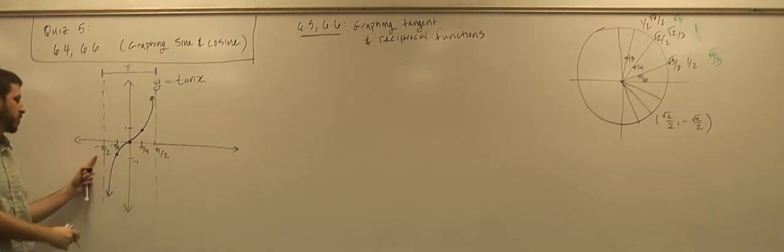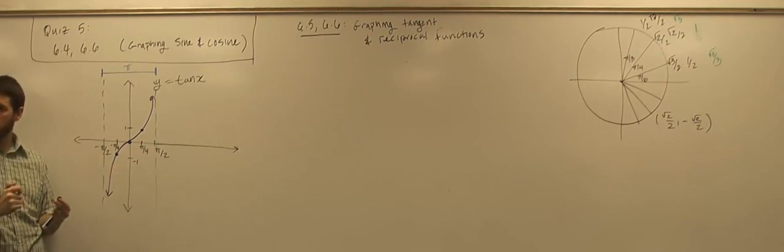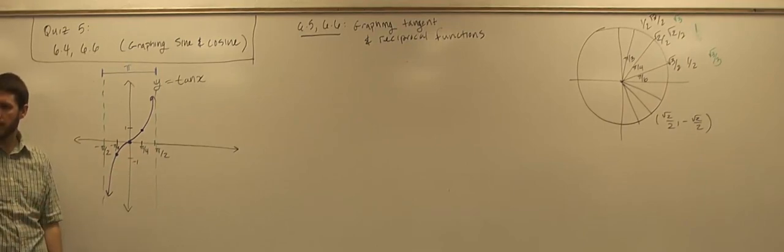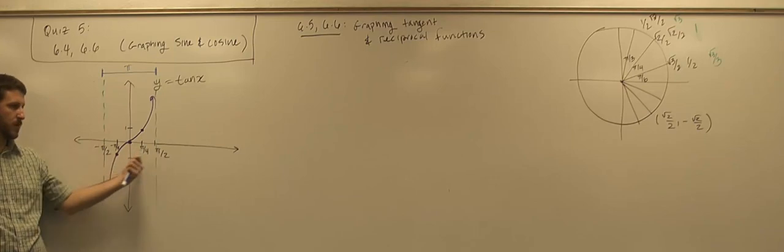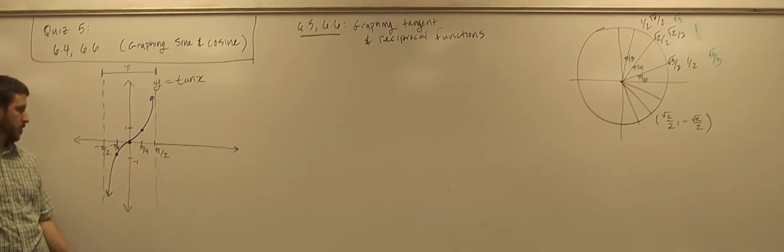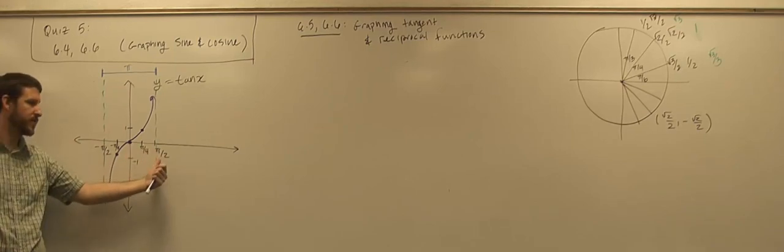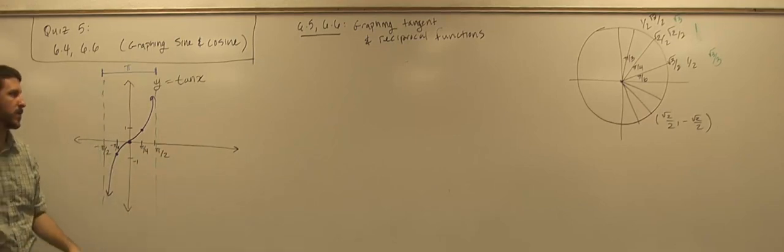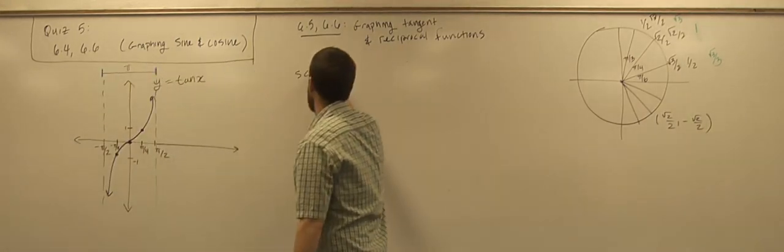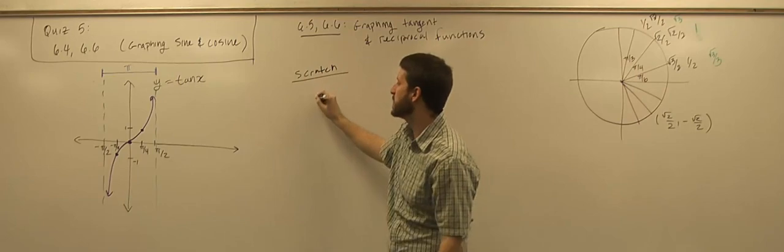Where would my next asymptote be? 3 pi over 2. How'd you know that? It's negative pi over 2, pi over 2 is 1. Or it's pi. Right, it's pi between these two, so you'd have to add another pi to get your next asymptote. So let me do some scratch work. Right, everything for tangent repeats after pi.